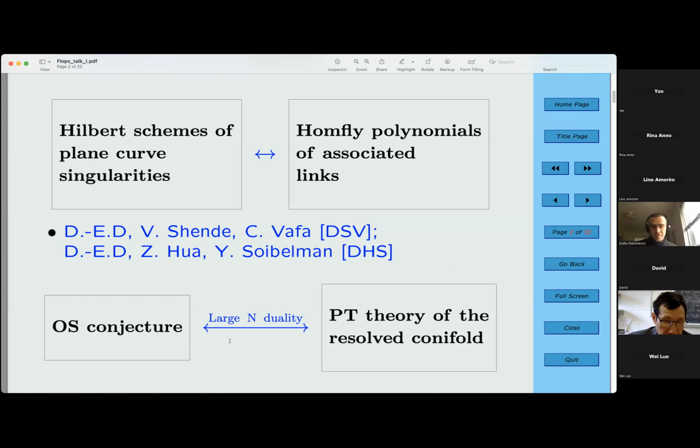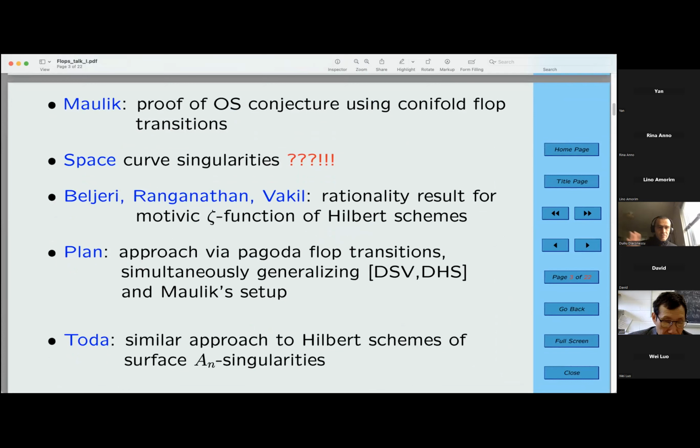And then a few years after that, Davesh Maulik, using this three-dimensional setup, complex threefold setup, gave a spectacular proof to the Oblomkov-Shende conjecture using conifold flop transitions. So these are birational transformations among Calabi-Yau threefolds, which basically contract minus one curves. So as you see, this is stuff done quite a few years ago.